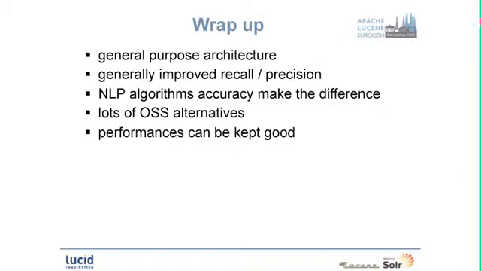Okay, so here is a wrap up of what we've seen. We have a general purpose architecture, and this is good since we can plug in whatever we want. We can develop our NLP pipelines and plug them into this architecture and change things flawlessly without having to code something inside Solr. Generally improved recall and precision, but here we have to highlight one thing. NLP algorithm accuracy makes the difference, since we can't say that everything borrowed from each NLP algorithm is okay and can extract the entities and the concepts we want for our domain. So again, it is a matter of seeing your domain, your requirements, and so on.